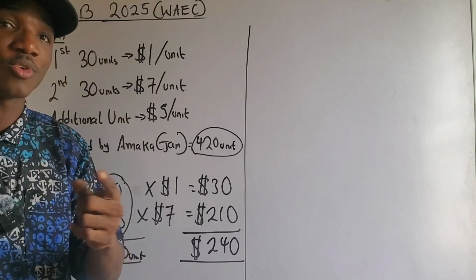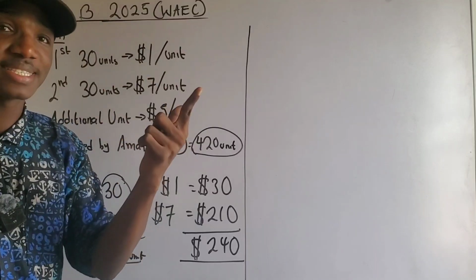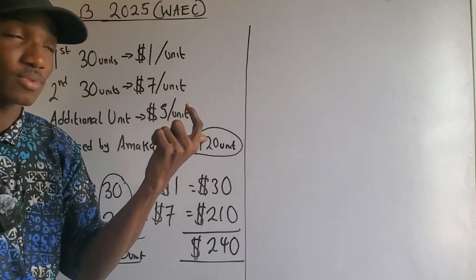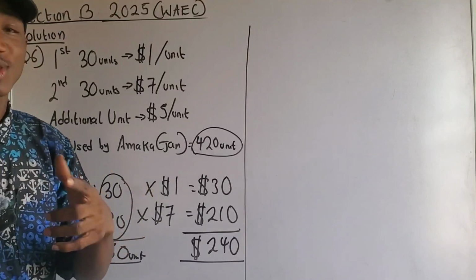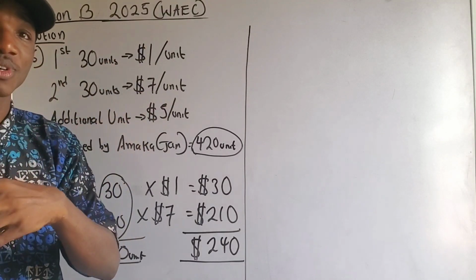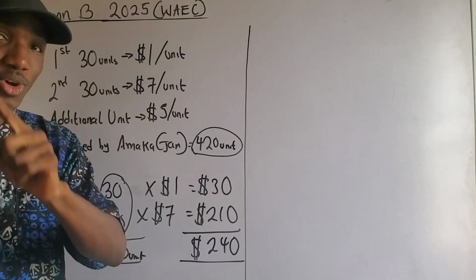For the first 30 Congo, you are paying $30, right? For the next 30 Congo, you are paying 30 times 7, because the cost for the next 30 will be $7 per unit, right? 30 times 7 is 210. That means that you are paying $210.